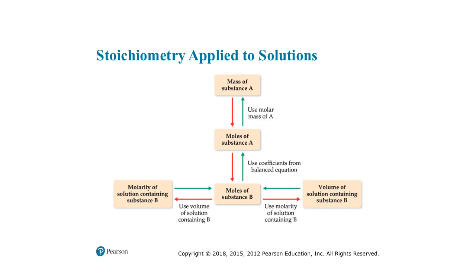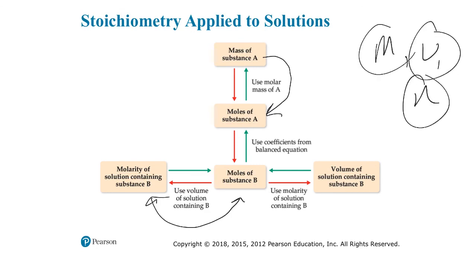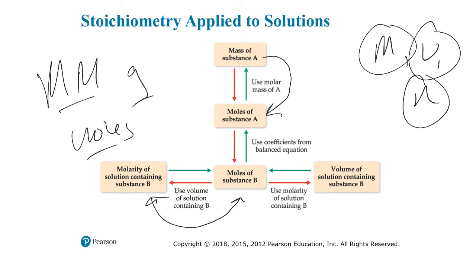So one of the final topics in the chapter deals with solution stoichiometry. We know you can use a molar mass to take a mass of substance A and convert that to moles of A. Like you can use a molar mass to go between moles and grams very easily. Well, it turns out you can use molarity and volume to go back and forth between moles as well, just like we can go back and forth between a molar mass, grams, and moles like we did in chapter 3.